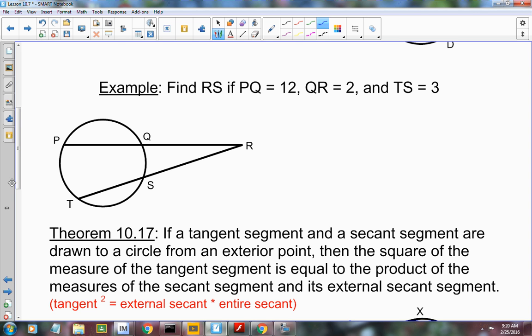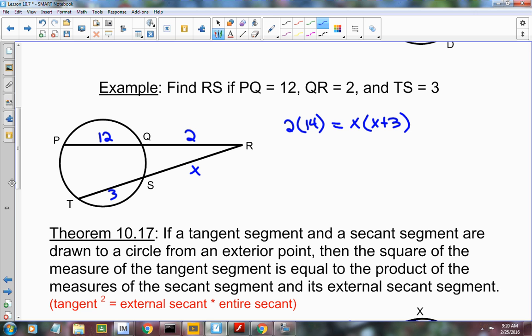Okay, so it wants us to find RS, that's my unknown, and it says that PQ is 12, QR is 2, and TS is 3. Okay, so we're going to apply that, all right? We're going to take the outside part, which is 2, times the whole thing. What's the whole thing? 14. And then we take the outside part, which is x, and the whole thing is x plus 3. Okay? So outside part times the whole thing. Remember, you got to add those two parts together.